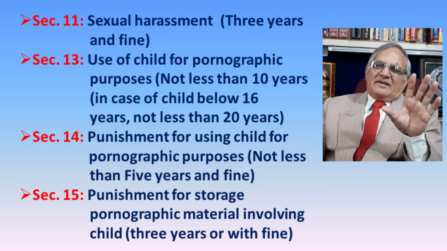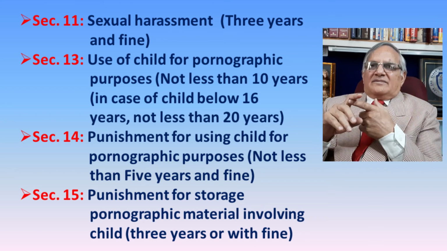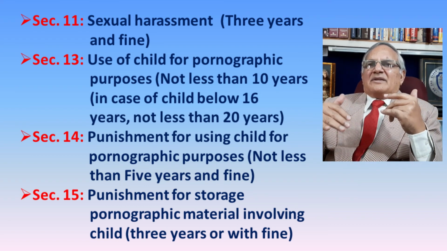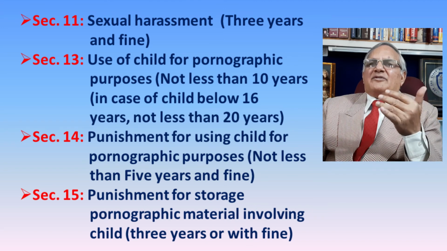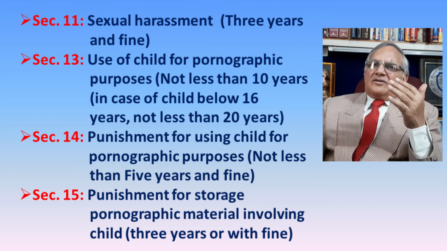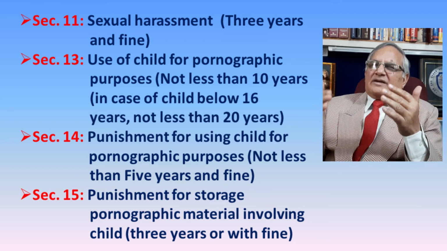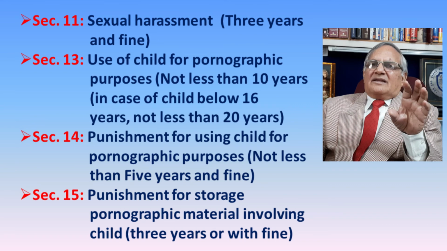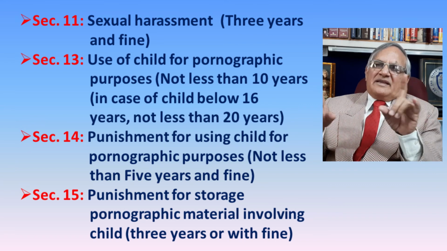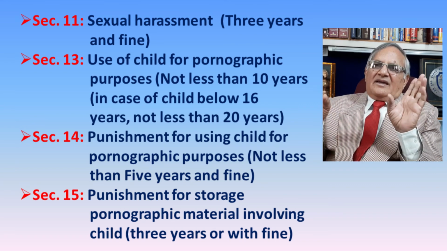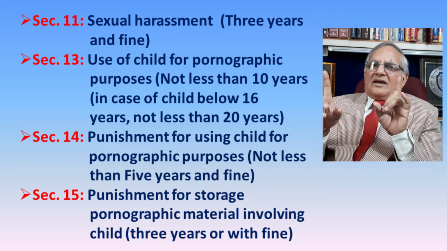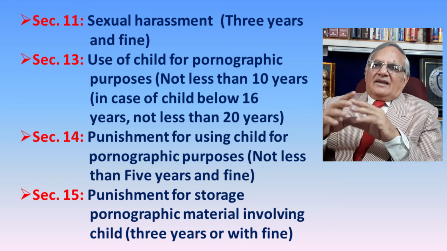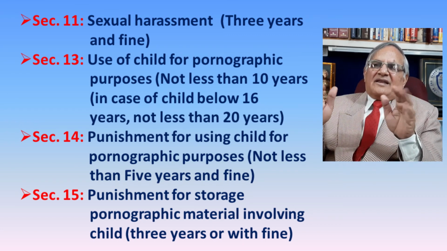and is punishable. Then Section 14, it is very exhaustive, it covers all these: the punishment for using a child for pornography purposes. So whoever uses a child for pornographic purposes, the punishment is for a term which shall not be less than 5 years. And anybody who commits any of the other offenses, then the punishment is enhanced.